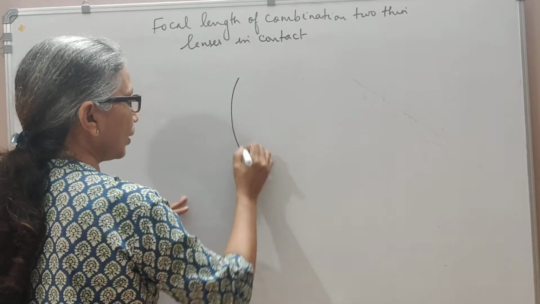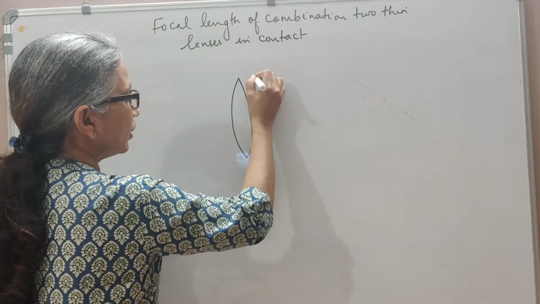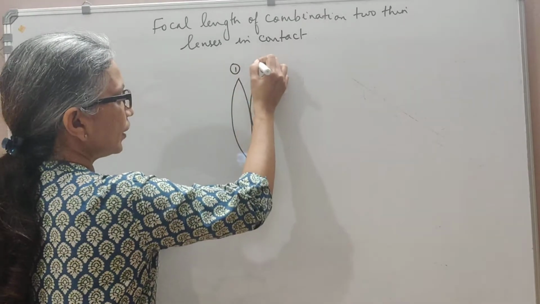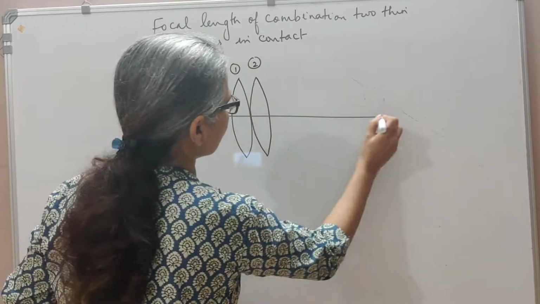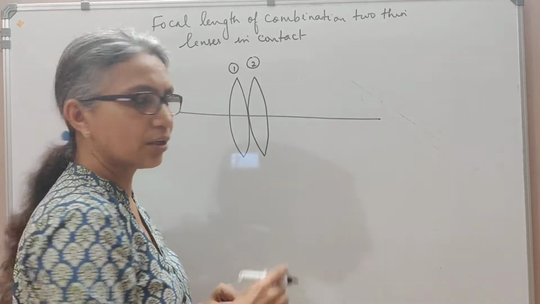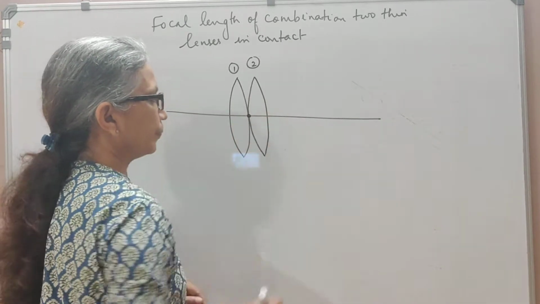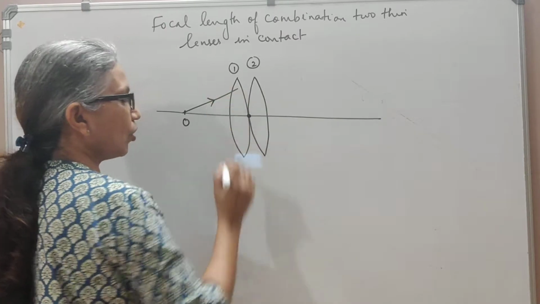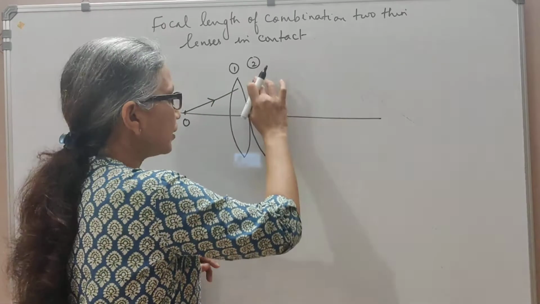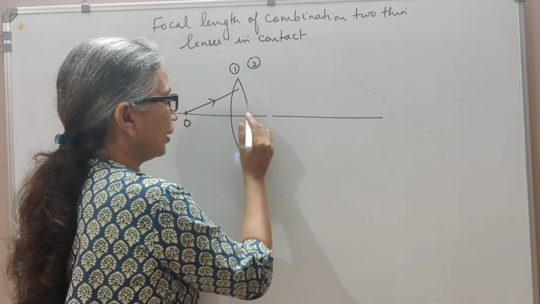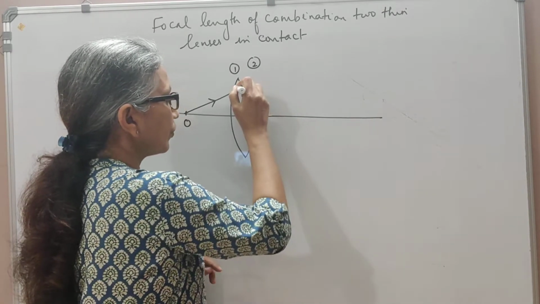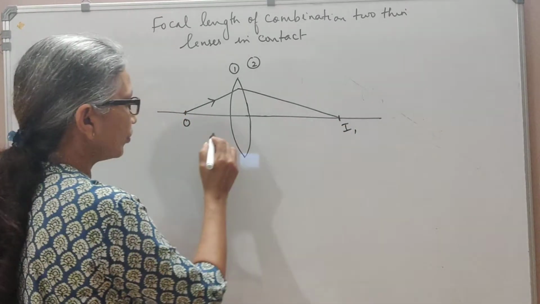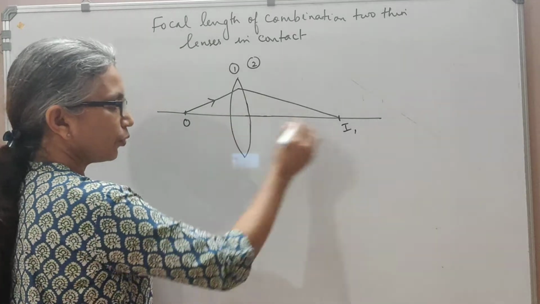So that is, we have one lens here and another lens in contact with that. Okay, let me call this the first one and this the second one, and let me take this as the principal axis. Now because they are thin lenses, we may approximately take the optic center to be here. Now if I have an object here, this ray of light incident on the first lens, had this second lens not been there, would have formed an image at I1, right?